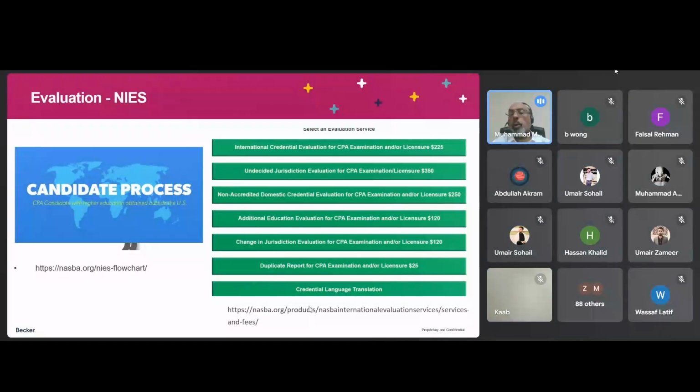NASBA normally sends one copy of their evaluation directly to the state you have selected, and one copy comes to you. If at any time you want a duplicate copy of your assessment or evaluation, you pay $25. Okay, let me tell you another thing. You need this evaluation in 2 stages. Stage number one is for examination, and stage number two is when you are applying for the license. Okay.